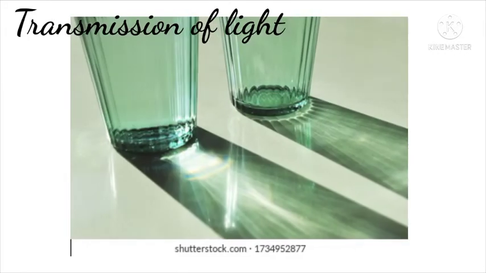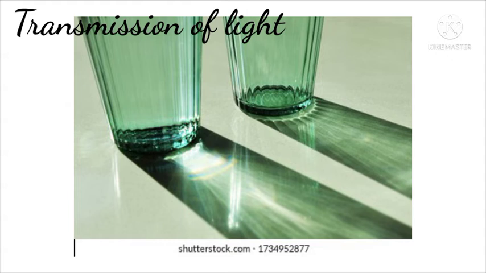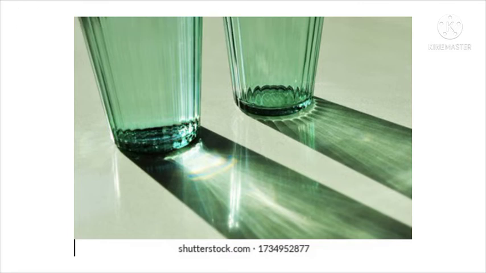Next is transmission of light. When light travels through a glass, the intensity of the light is typically reduced. This absorption happens when the energy of the photons of light matches the energy needed to excite an electron within the glass to its higher energy state. The photon is absorbed by the glass.